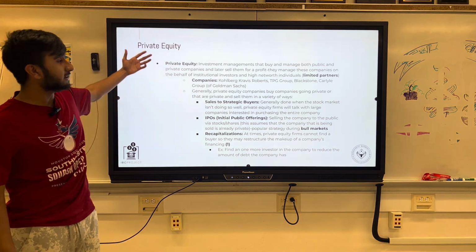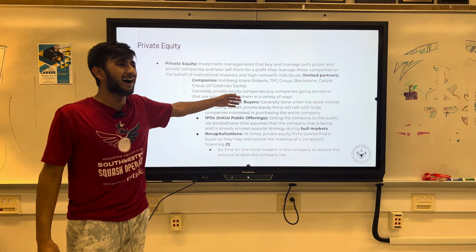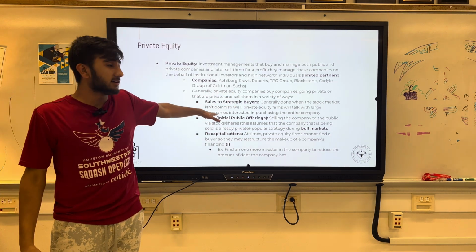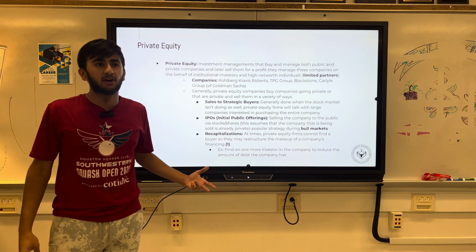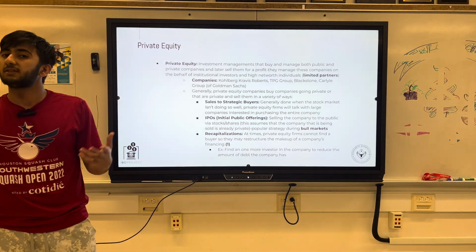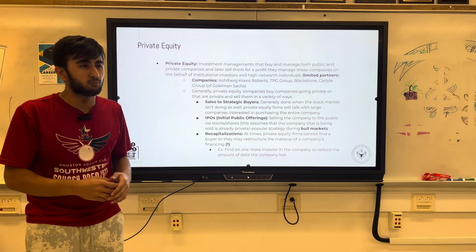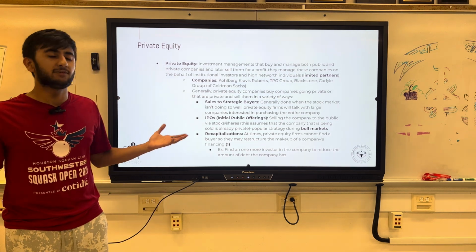So what private equity firms will do, in the case they can't find a strategic buyer in a bull market, is do an initial public offering: sell off that company, sell off its stock, so that it can make a lot of money off of that. That's one way to release it from the private equity firm's grip.